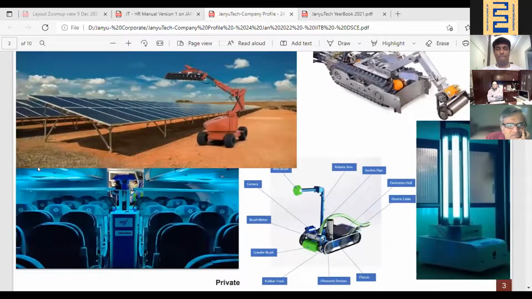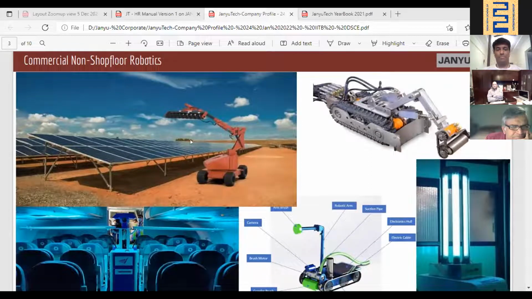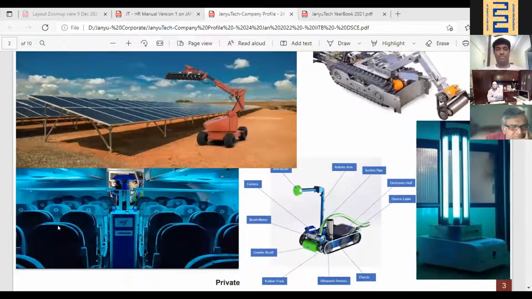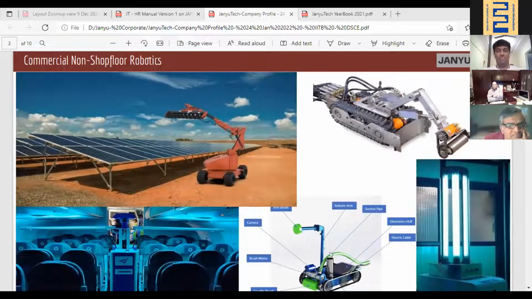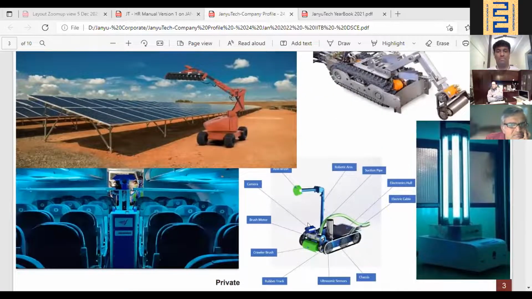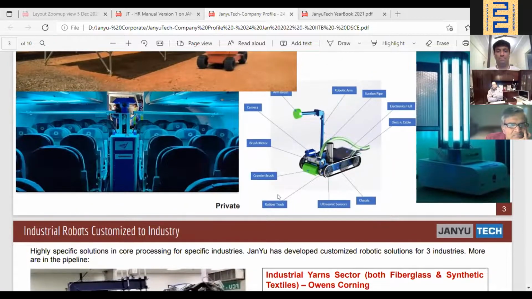Some of the products, just to quickly highlight: this is a solar panel cleaning system, where currently we have a robotic arm mounted on a tractor to clean the panels. Then this is from a Vistara flight, the cabin area being disinfected by UV-based robotic systems. Then these are the sludge cleaning robots, which we use for various kinds of confined spaces in industry, in commercial complexes, and in municipal areas, which we are just getting into.